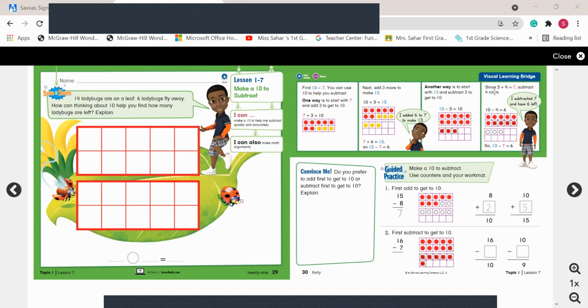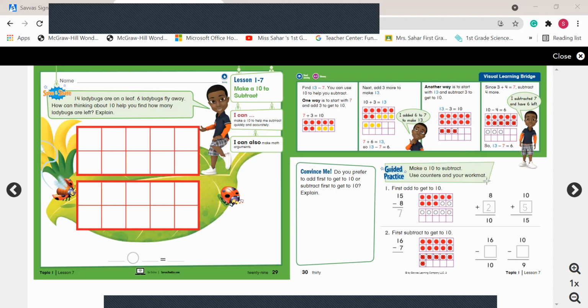After that, since 3 plus 4 equals 7, to subtract 4 more, because this is your equation, 13 take away 7. You already took away 3, you need to take away a total of 7. So how many do you need to take? 4 more. And you're gonna cross out 4 more counters, and that will leave you with 1, 2, 3, 4, 5, 6. So back to your first equation, 13 take away 7, your answer is 6.